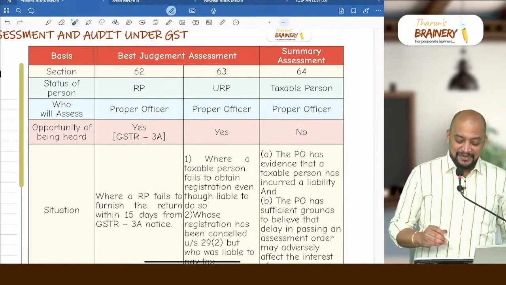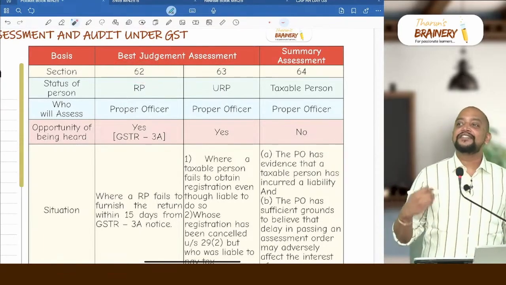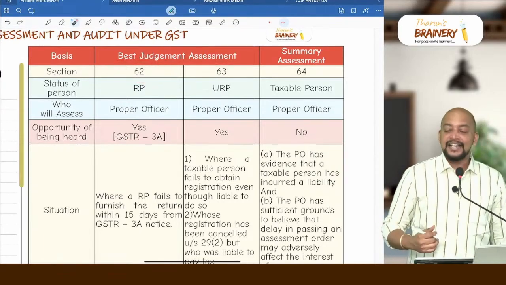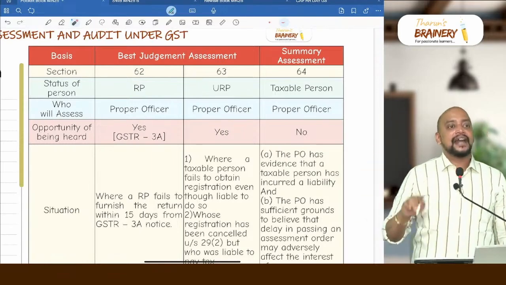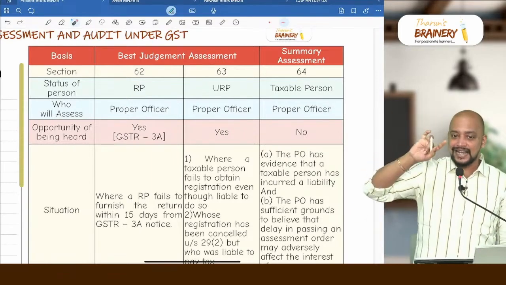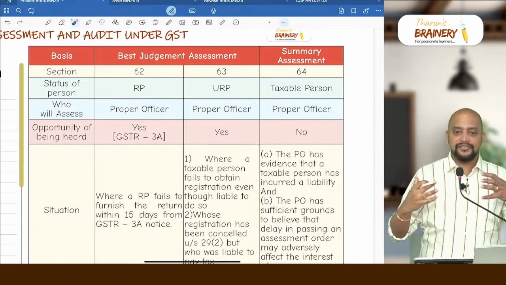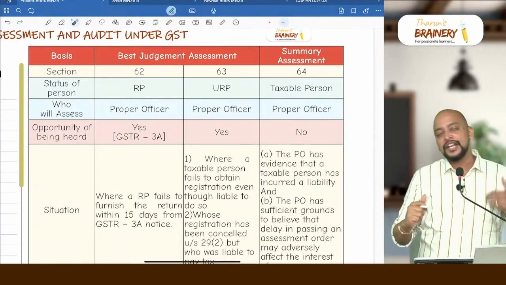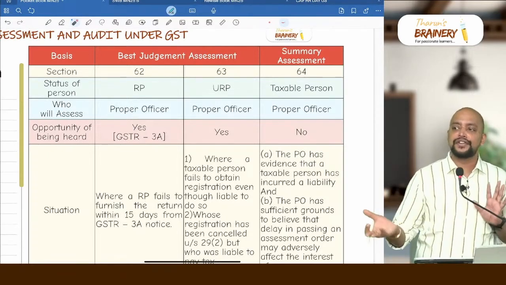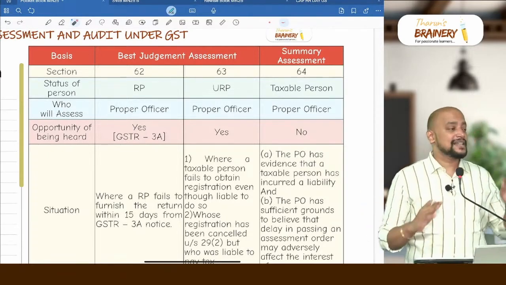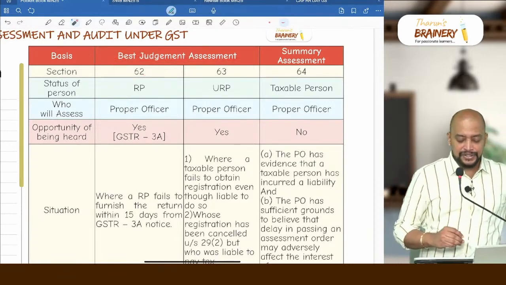And best judgment assessment, section 62, that is for non-filers of return. Whenever a person is not filing the return, the officer will give a notice under GSTR 3A, and within 15 days from that notice, we need to file the return, just like income tax only. We are not filing returns, they will give a notice. In pursuance of notice, we need to file the return within 15 days. Otherwise, they will initiate best judgment assessment under section 62.